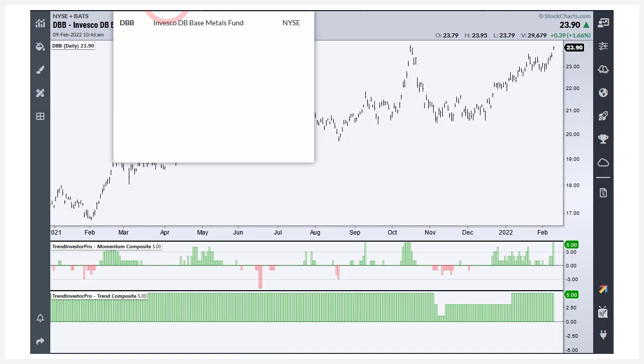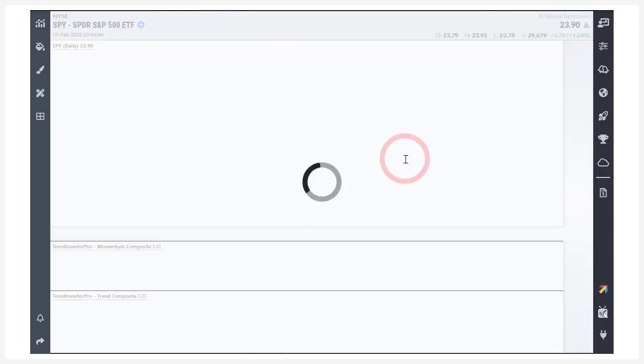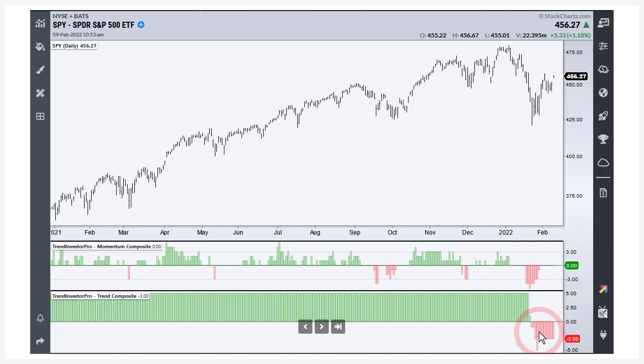If we look at SPY, which has had a bounce recently, we can see the Trend Composite did turn bearish, but we can see the Momentum Composite has yet to become overbought. So we're in the midst of a bounce here, but we have yet to become overbought. So if you're looking for an overbought condition in a downtrend, you would look at the Trend Composite to be negative and watch for a move to 3, 4, or 5 in the Momentum Composite.